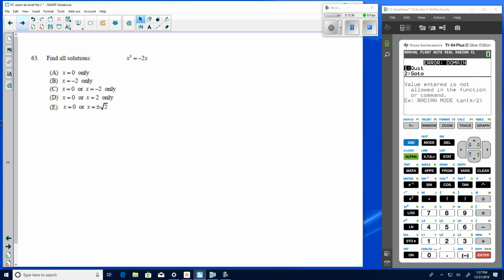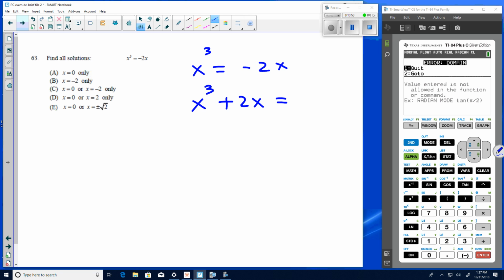63, find all solutions. Okay, so this is now our zero factor theorem type problem. I think we actually saw this in the warm-up. First thing we do is we set this equal to 0. Plus 2x is equal to 0. Then we factor. So x times x squared plus 2 is equal to 0. And then because we have 2 quantities multiplied together giving us 0, one of them has to be 0. Or the other one has to be 0.